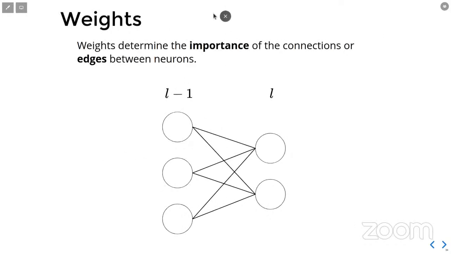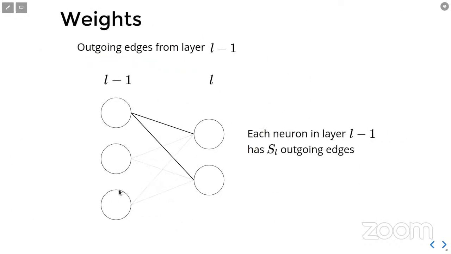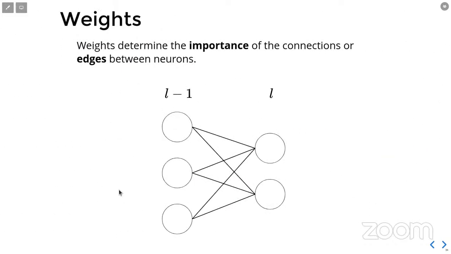Weights, as we said the other day, are the importance of connections between neurons. So between a neuron in layer L minus 1 and a neuron in layer L, how important is the connection? That is determined by your weight. In graph theoretic terms, we again mentioned that this becomes a weighted directed acyclic graph. So it's a weighted DAG.